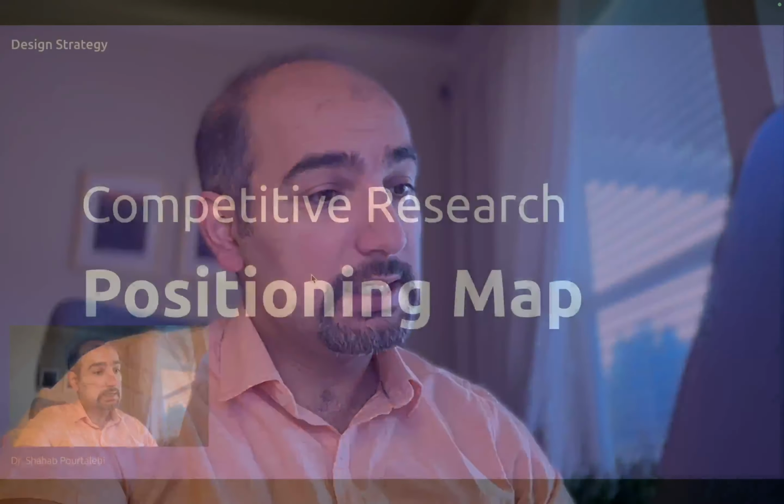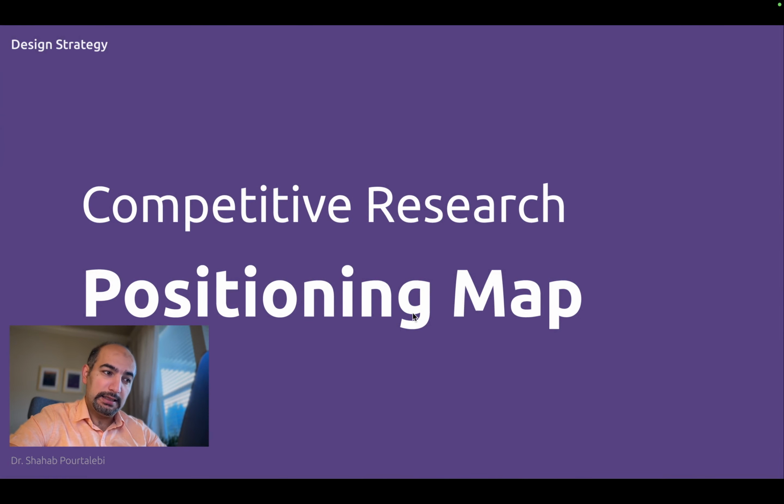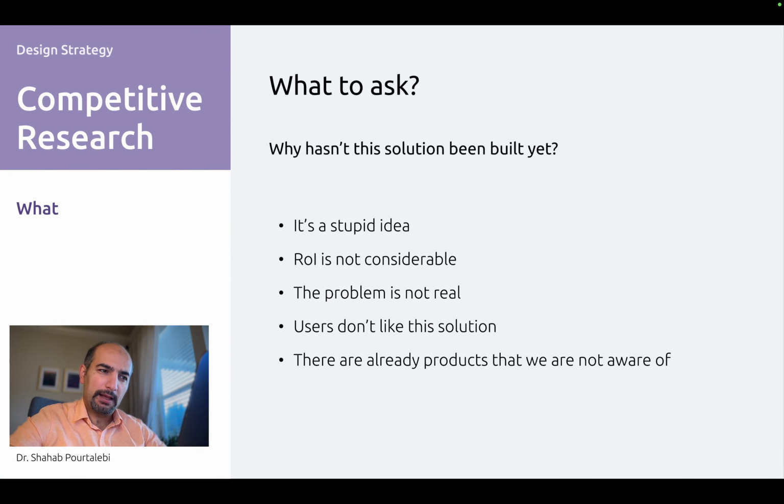So let's take a look at the things that we are going to learn related to competitive research. The first thing that I want to talk about is positioning map. Okay, positioning map is a tool. I'm going to talk about it later, but let's start with this idea.